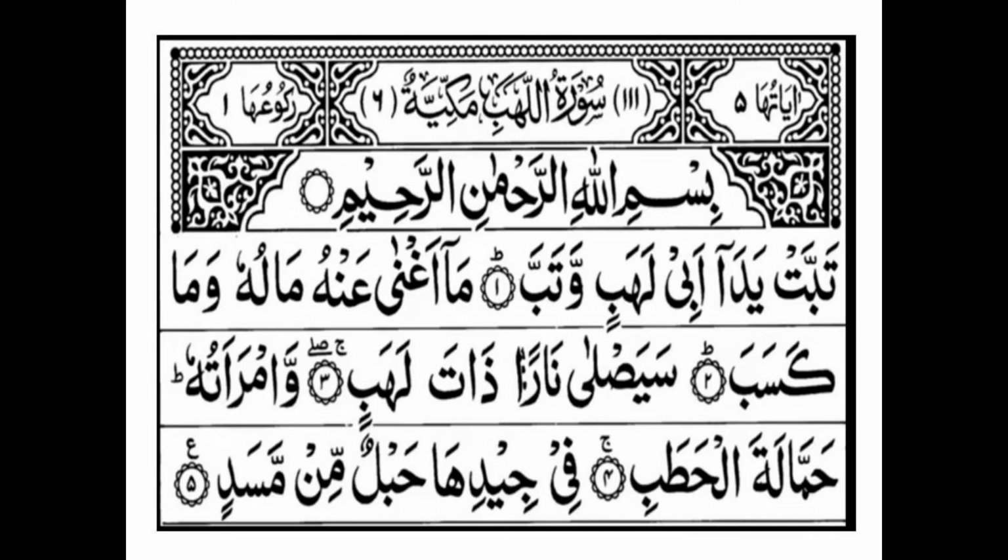Wa tabb. We're doing strong qalqala here because ba is one of the qalqala letters, and also here is a qalqala letter with tashdid. Tashdid means join strongly, so we're going to do strong qalqala as well. Wa tabb. Let's read this verse again.